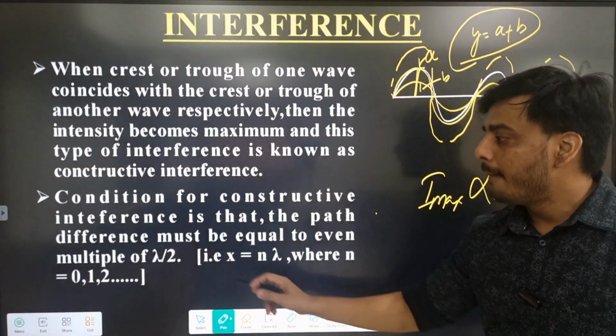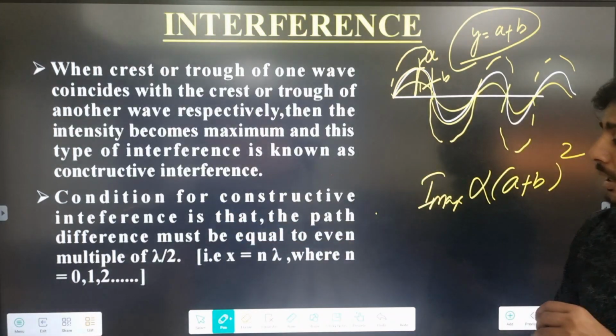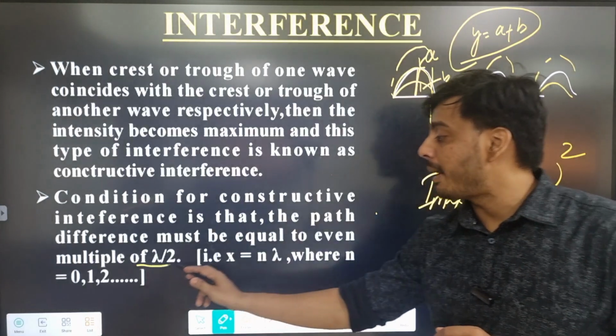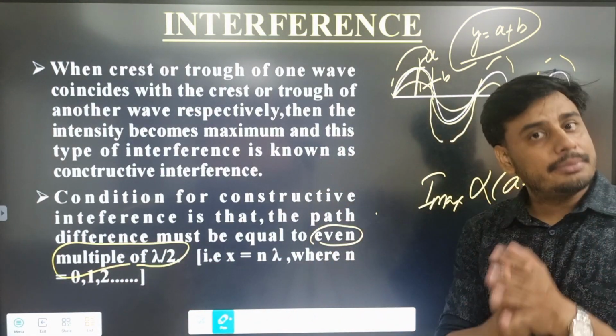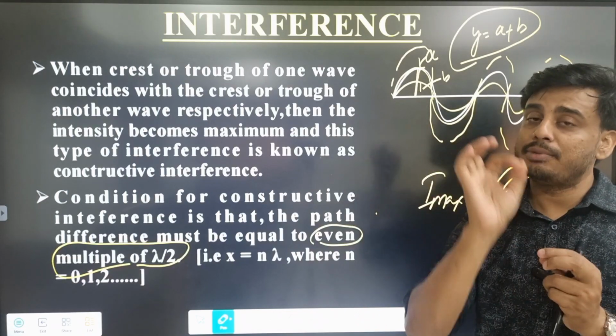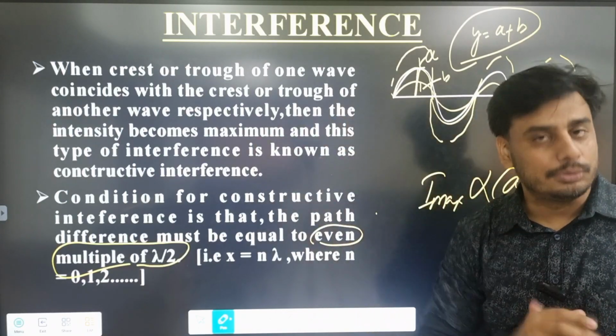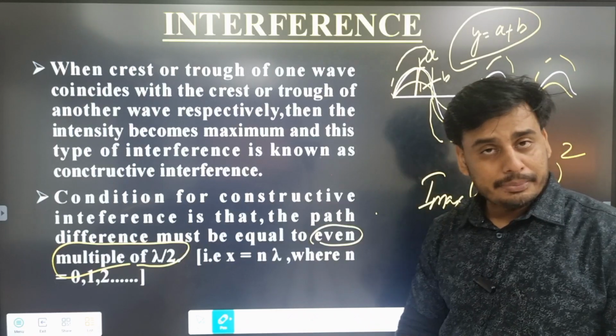And there is a condition you can see. The condition states that path difference must be equal to an even multiple of lambda by 2. For constructive interference, path difference must be an even multiple of lambda by 2. Hope you understand constructive interference.